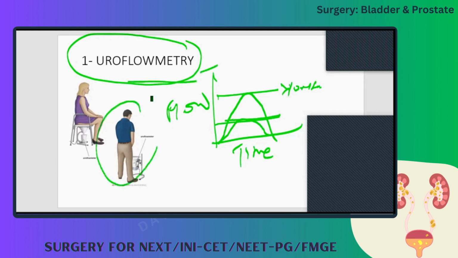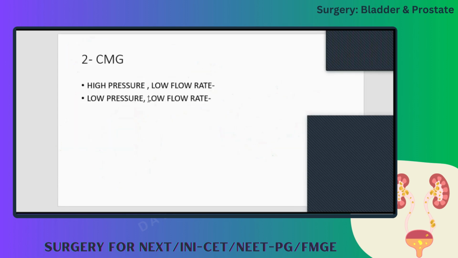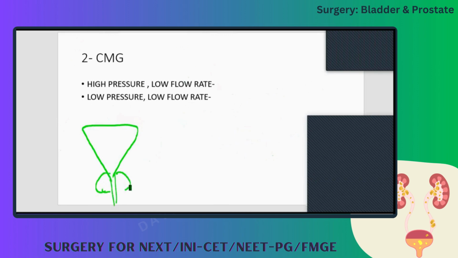Males will be standing and voiding, and females will be sitting on a specially designed chair, and they will be voiding on a machine. So we will record the flow and the time. We will get the flow rate. So here is one small concept to discuss. Suppose this is the bladder, this is the urethra, this is the prostate.